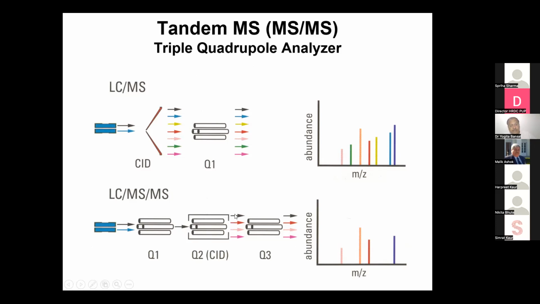Those fragments are then fed into the quadrupole which is maintained under vacuum, and that quadrupole will sort the fragment ions according to their mass. So this is a mass filter, this is a collision cell, and this is again a mass filter. Having 3 quadrupoles, it is called a triple quadrupole.